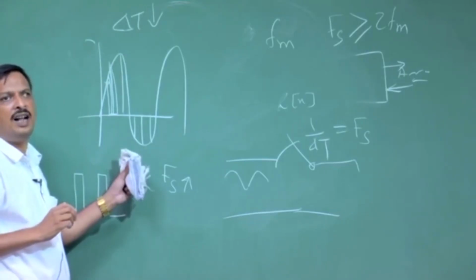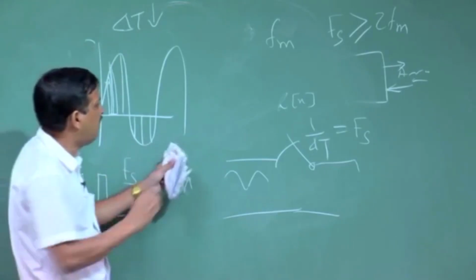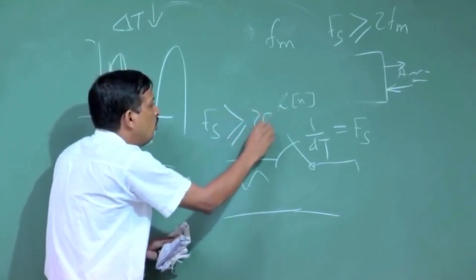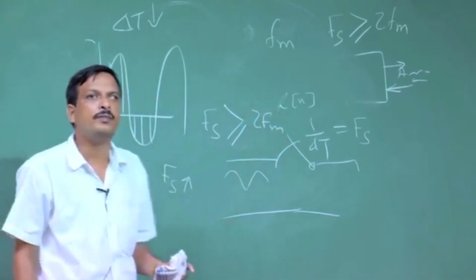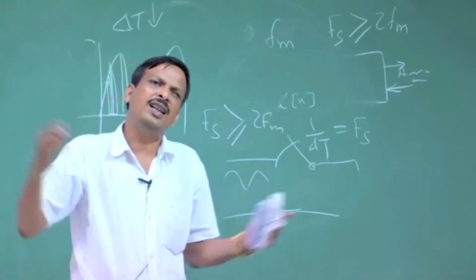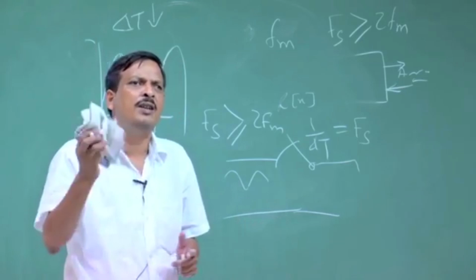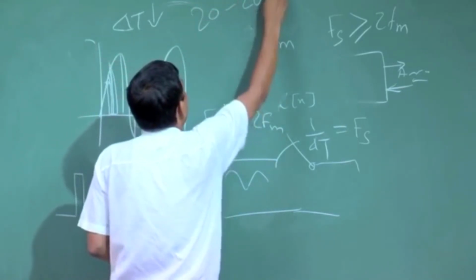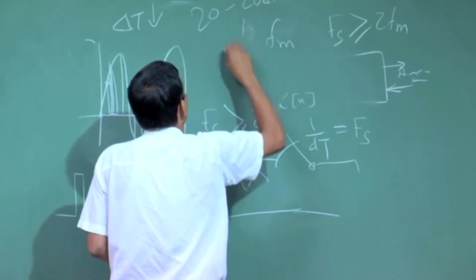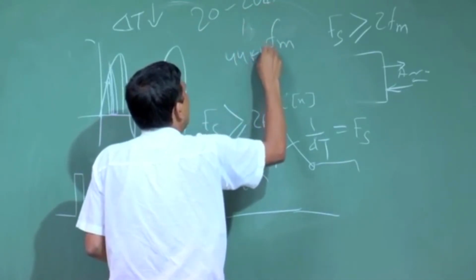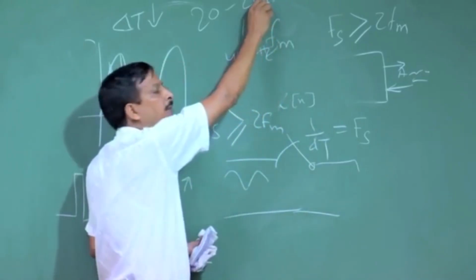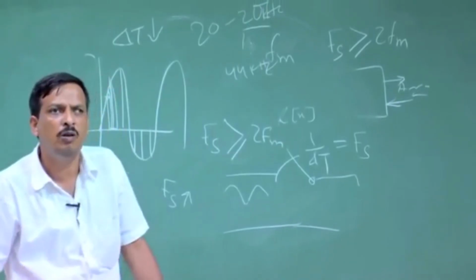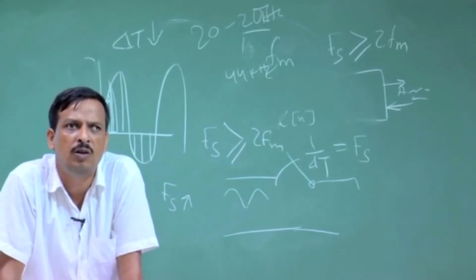Okay. But the rider is that Fs must be greater than or equal to 2 Fm. But I can take any sampling frequency. So, let us say human speech has 20 hertz to 20 kilohertz. I can take the sampling frequency, let us say 44 kilohertz, which is much above 2 times 20 kilohertz, that is 40 kilohertz. I have taken 44 kilohertz.